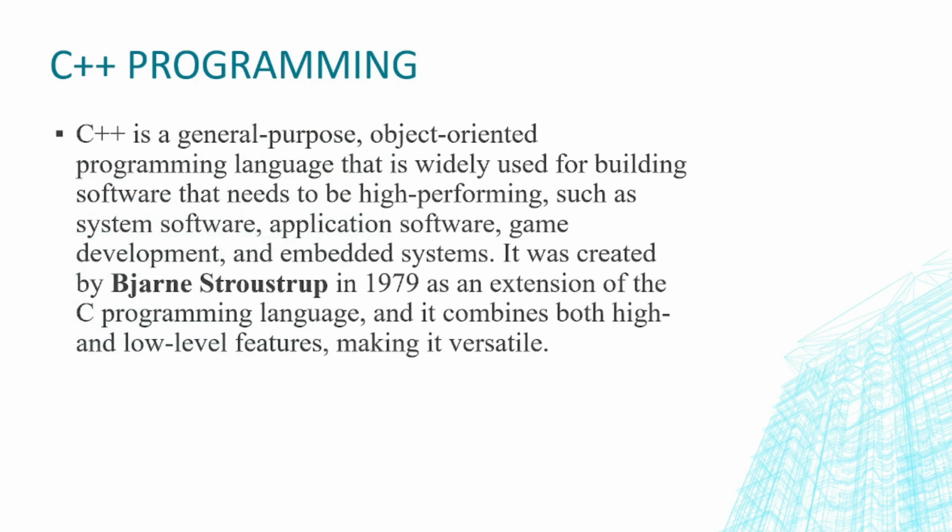Then we have C++. C++ is a general purpose object oriented programming language, also called OOP, that is widely used for building software that needs to be high performing, such as system software, application software, game development, and embedded systems. It was created by Bjarne Stroustrup in 1979 as an extension of the C programming language, and it combines both high and low level features, making it versatile. C++ is a powerful, high performance, general purpose programming language that has evolved over several decades. It was made in the 1970s.